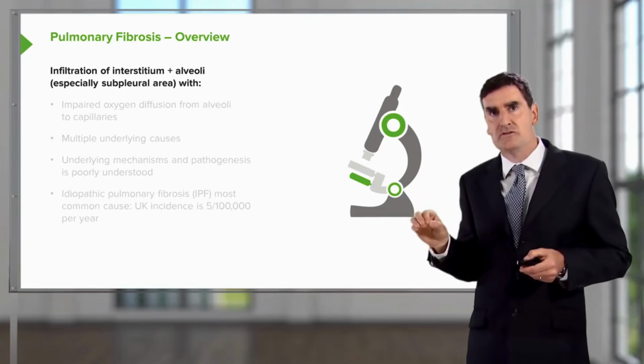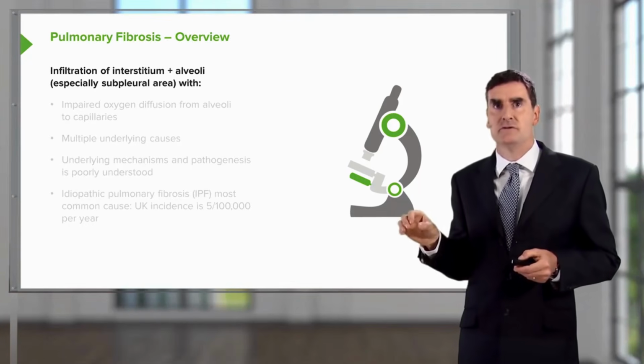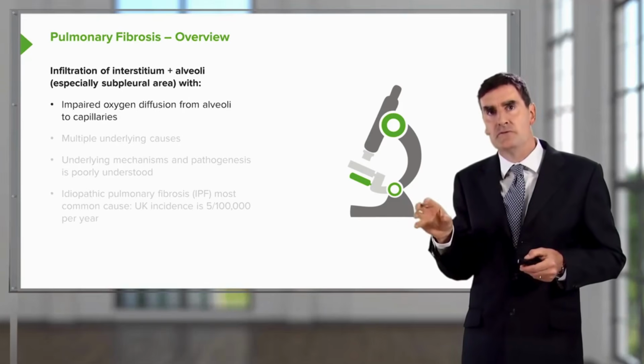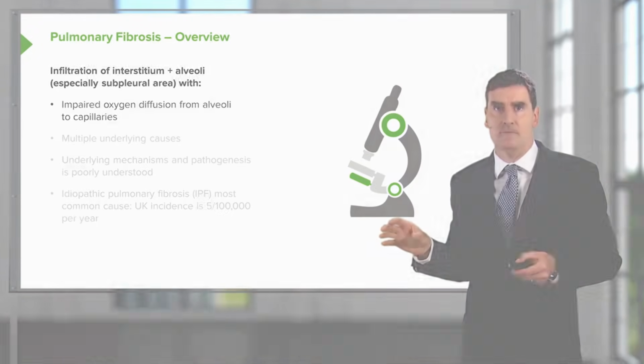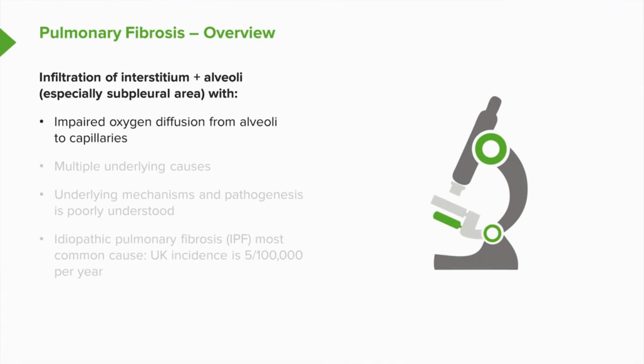This infiltration of the alveolar interstitium with extra material makes oxygen diffusion from the alveolus into the pulmonary capillary much slower. So uptake of oxygen, as measured by a transfer factor, will be reduced in pulmonary fibrosis. There are multiple underlying causes of pulmonary fibrosis, but idiopathic is by far the commonest. And there really is no idea exactly why these patients develop pulmonary fibrosis.